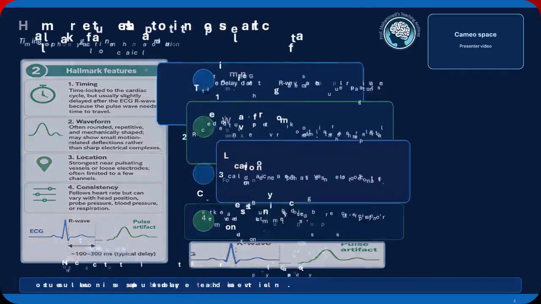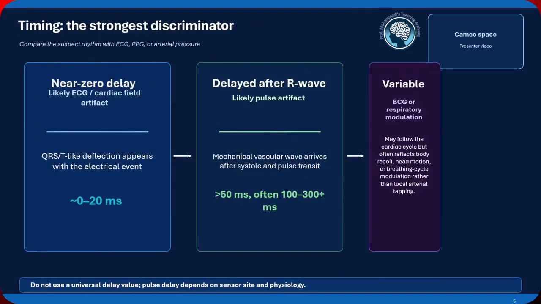When these features occur together, the likelihood of pulse artifact becomes much stronger. Next slide, please. Timing is one of the most useful discriminators. Direct ECG contamination usually appears almost simultaneously with the QRS complex or other cardiac electrical components. In contrast, pulse artifact typically occurs after the R-wave because the mechanical pulse must be generated and then transmitted to the recording site. This delay is not fixed. It depends on the sensor location, vascular path, blood pressure, and individual physiology. A temporal scalp artifact, for example, may have a different delay from a finger pulse oximeter signal. The practical point is simple. Measure the delay rather than assuming that every beat-locked signal is ECG artifact.